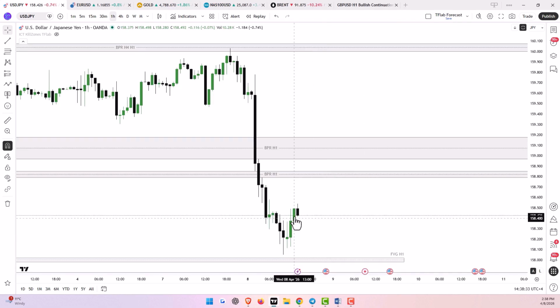Now we're examining the 1-hour time frame. Since we expect the downward movement in this pair's price to continue as the dollar weakens, we can look for an opportunity to enter a sell position during this short-term correction in the current USD JPY movement. In the event that we witness a price correction reaching the 1-hour BPR zone, we can look to enter a short position within this area by utilizing various strategies.